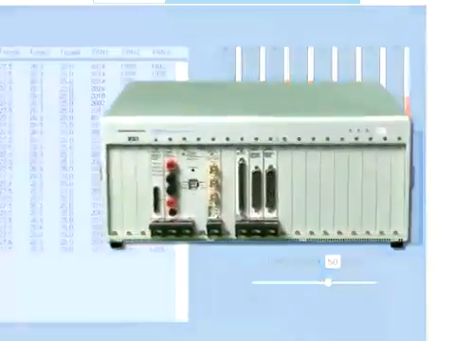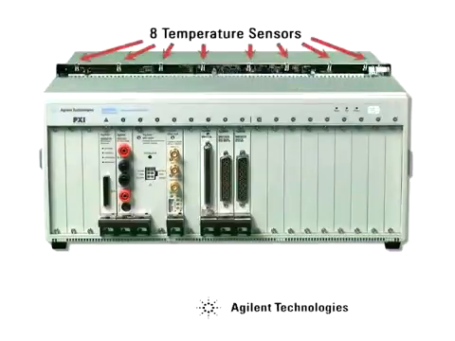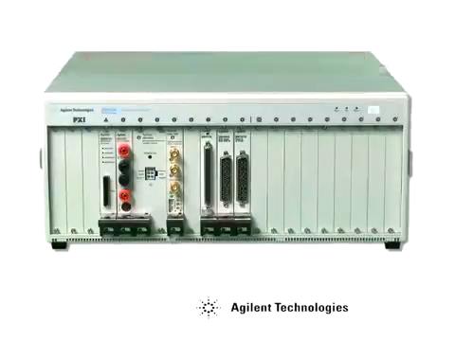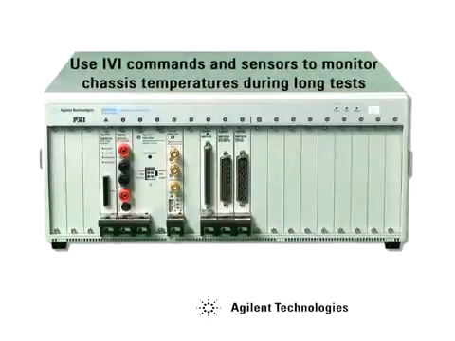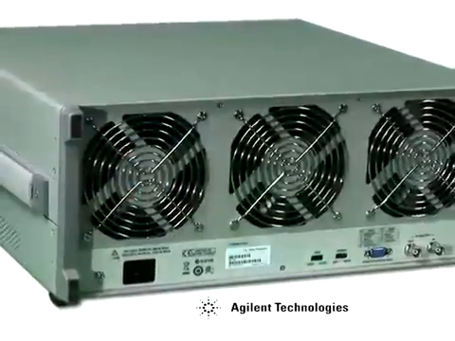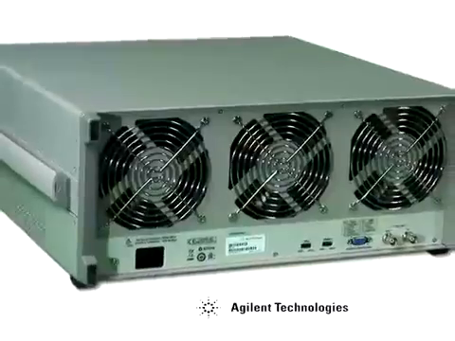Depending on the type of modules installed, you can use the temperature sensors to identify and correct hotspots during system development. You may also use the IVI commands and temperature sensors to monitor chassis temperatures during long tests. This can be done to log environmental changes which may impact the testing. In addition to temperature, you can also control and monitor the cooling fans.